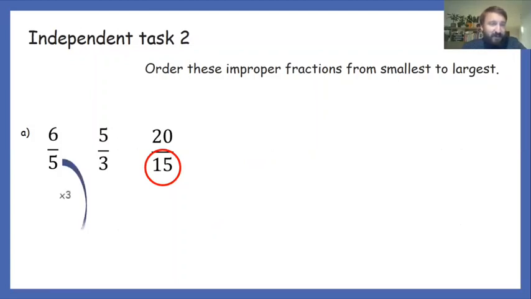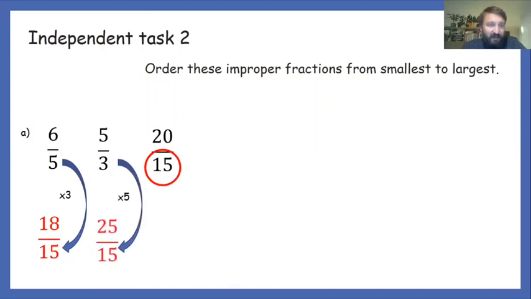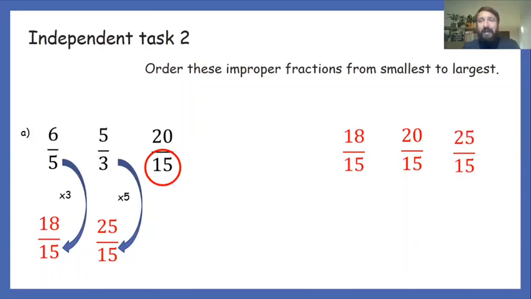So let's have a look. 6 over 5, multiplying by 3, would give us 18 over 15. Then 5 over 3, 3 times 5 is going to give us 25 over 15, and then we don't need to do anything to that last fraction there. All we need to do now is order them. So we know that 18 is obviously the smallest number, followed by 20, and then followed by 25. Hopefully you managed to get that correct. And then finally, I was just going to show the original fractions that we started with.